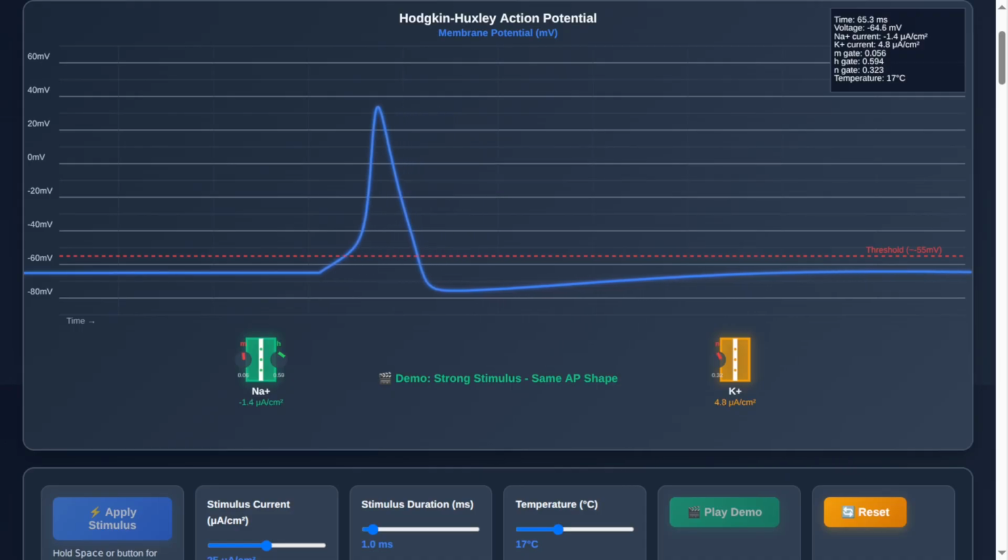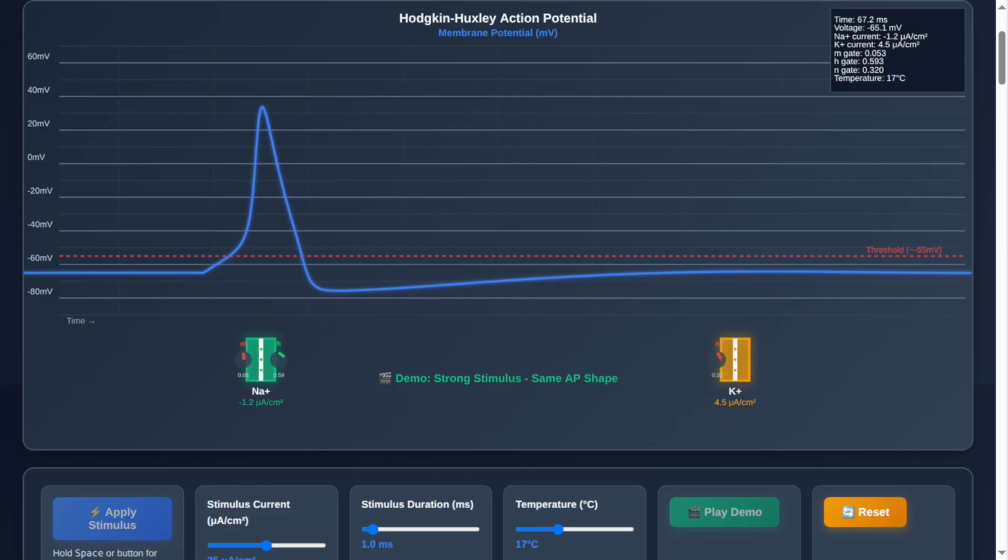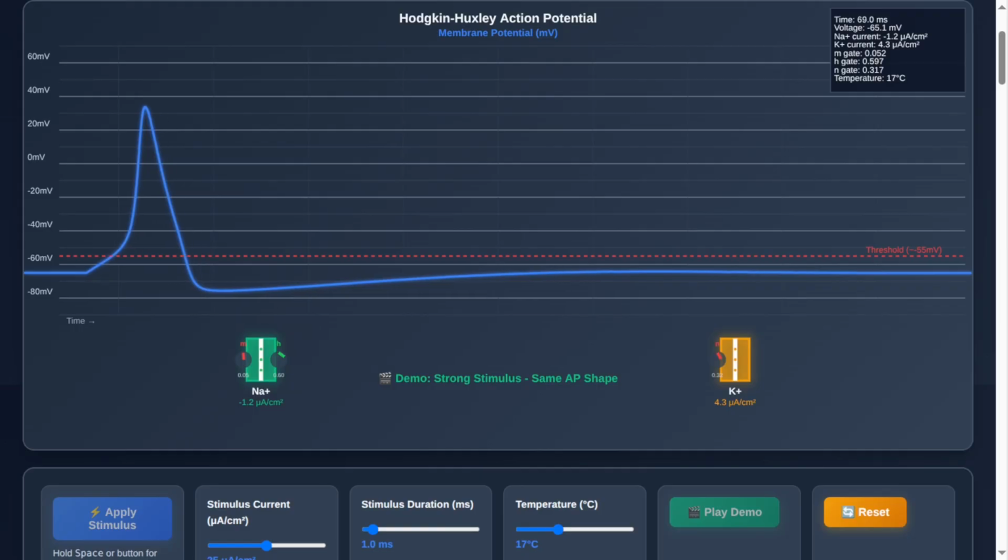Probability. So not just on or off, but how likely they are to be open. Exactly. It's a continuous dynamic process. These probabilities change based on the voltage, and they, in turn, determine how much sodium or potassium current flows, which then changes the voltage. It's all interconnected. So it really is like a dance then, these ion channels opening and closing, and the simulation actually shows this. It does. It visualizes these ion channel dynamics really well.